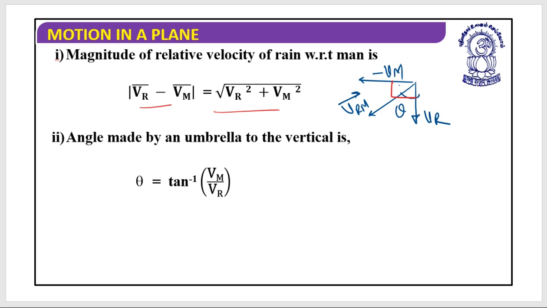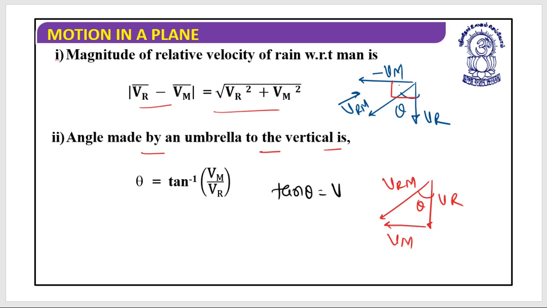And one more thing, now the angle made by an umbrella to the vertical, it is looking like something like this. This is VRM, this is VR, this is VM, and this is theta. So while I calculate this, tan theta will give me VM divided by VR. So this theta is equal to tan inverse of VM over VR. Yes, this is the final answer. I hope this is clear.